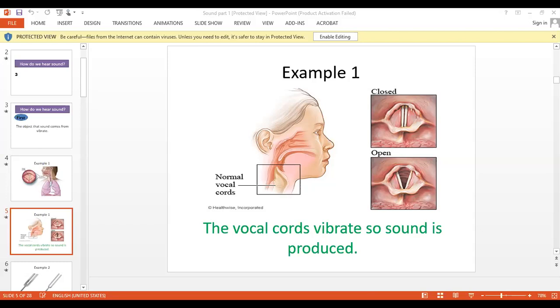This snail-like structure is called the cochlea. And this is the structure of the whole ear.